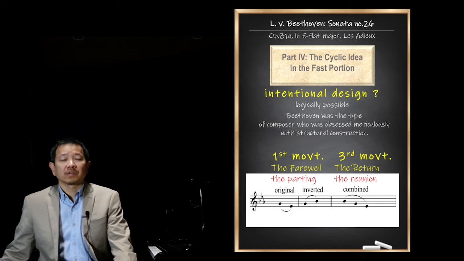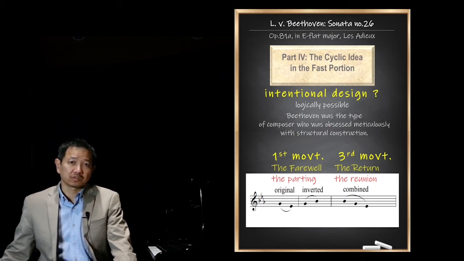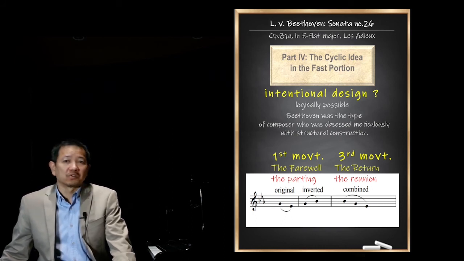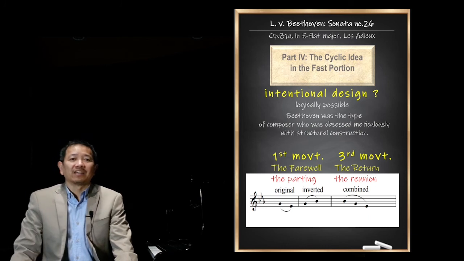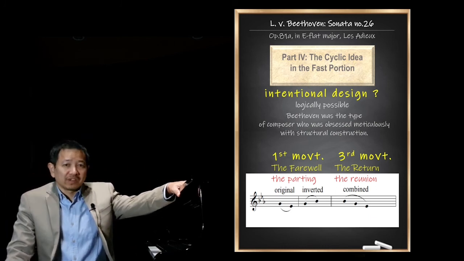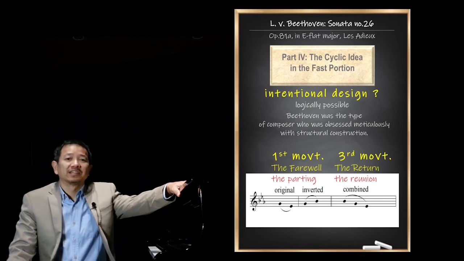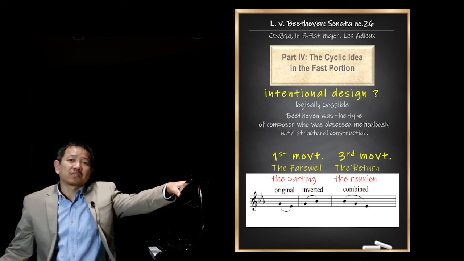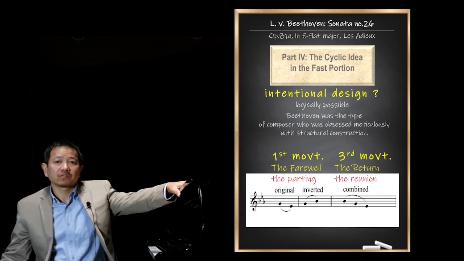I have learned that Beethoven was the type of composer who was meticulously obsessed with structural construction. He had crossed out many of his sketches, rewrote them, crossed out again, and rewrote something else, and so on until he finally saw it as satisfyingly well designed. It is common for the sonata allegro form to have two thematic areas in its exposition.